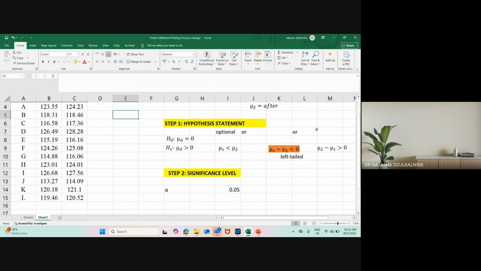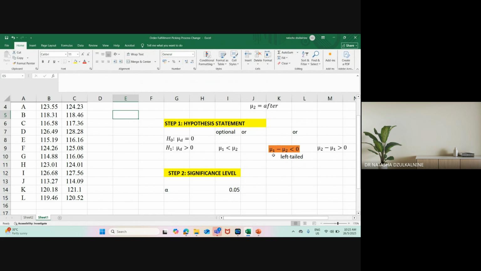As usual, step one is the hypothesis statement. The general hypothesis is mu D equals zero for the null, and the alternative is mu D more than zero. Optionally, you can write mu1 minus mu2 less than zero, and mu2 minus mu1 more than zero. The difference here, mu D, is actually mu2 minus mu1. But when we talk about the hypothesis statement, it normally starts with mu1, so that's why I state mu1 minus mu2 less than zero. Then it becomes the left tail.